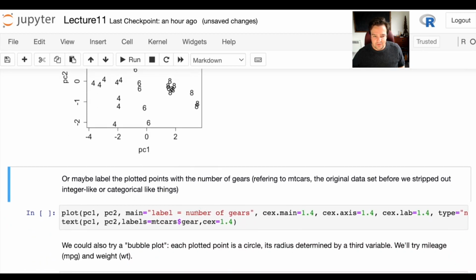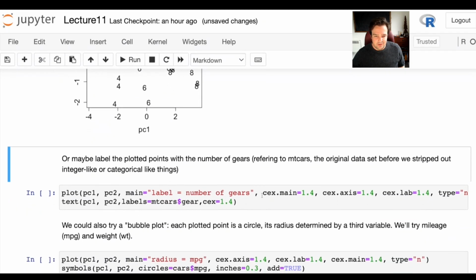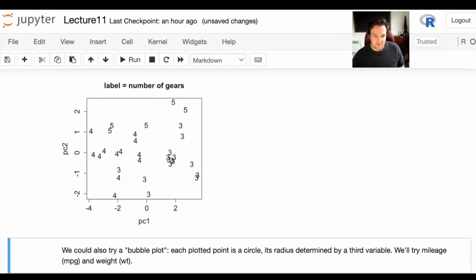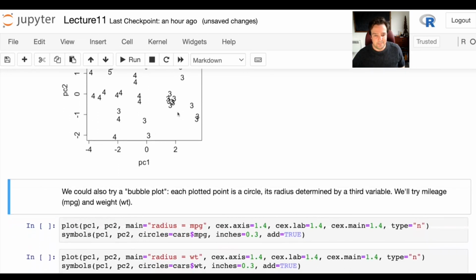Let's try another one. We'll use the same two principal components and we'll label them with the number of gears in the transmission of the car. Here you see a more interesting spread. The 3s are in the lower right. Well, there's another 3 over here, but I don't know. It doesn't separate the data into groups as simply, but there does seem to be some separation. The 4s are kind of over in the lower left, the 3s are kind of in the lower right, and the 5s are kind of up along the top. You see some kind of pattern there.